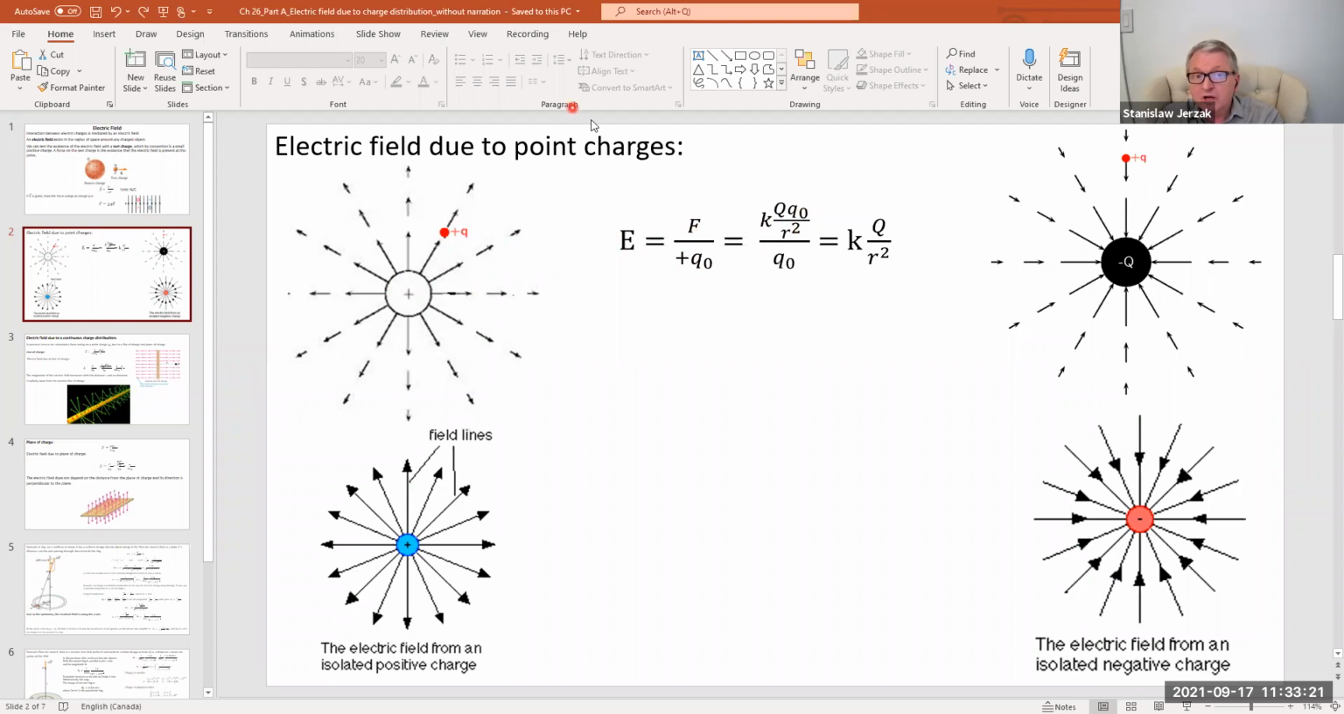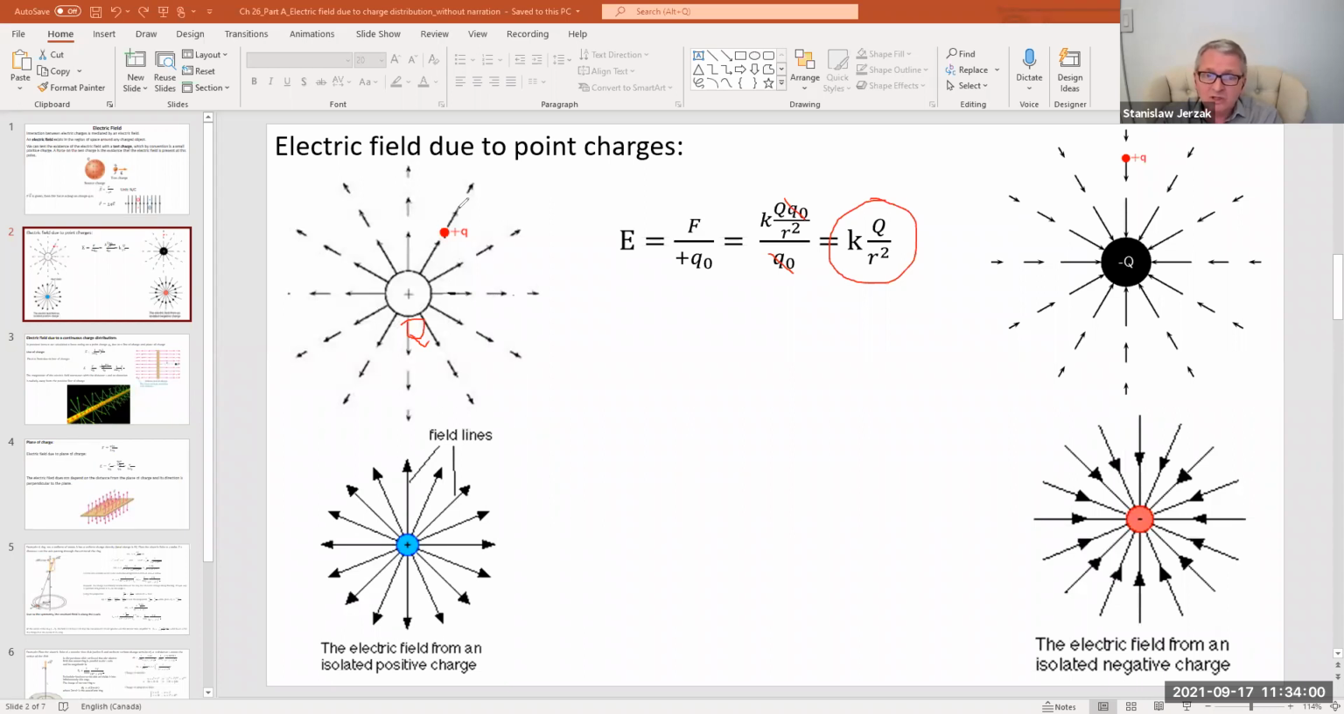And as you see, Q0 cancels. That will always be the case. Q0 cancels. So electric field is independent of Q0. Q0 only serves to define and find that force and define the direction of electric field. So that source charge, which I designated capital Q, produces electric field equal K capital Q divided by R squared. So at every point around the charge, we can use this formula to calculate electric field due to a point charge or spherical charge. If the charge is spherical, that R is the distance from the center of that spherical charge.